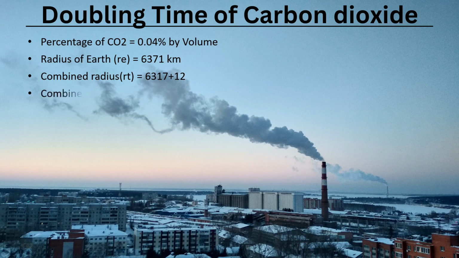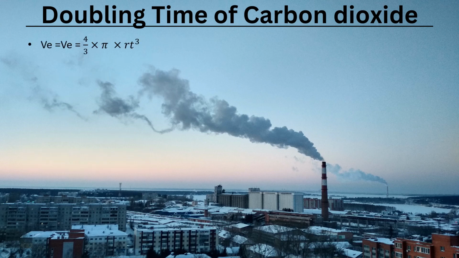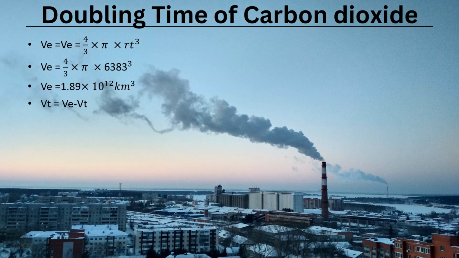So the volume of the Earth will be V, which is equal to 4 over 3 multiplied by pi multiplied by Re to the power 3. So V will be equal to 1.083 multiplied by 10 raised to the power 12 kilometers cube, and the combined volume of Earth and troposphere will be 1.089 multiplied by 10 raised to the power 12 kilometers cube, and the difference will be 6.133 multiplied by 10 raised to the power 9 kilometers cube.